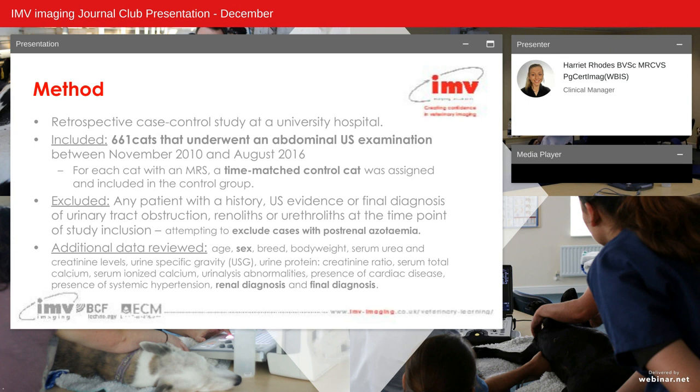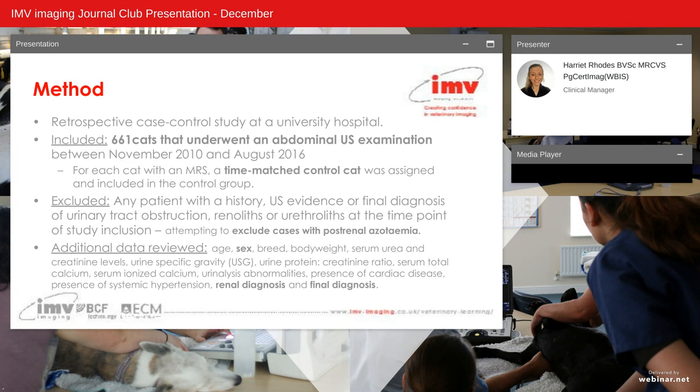This was done by selecting the next cat closest in time that had received an abdominal ultrasound, met the inclusion criteria, and did not have a medullary rim sign. Each cat was only included once in the study, even if they'd received multiple ultrasound examinations, and it was only the first exam which was included.